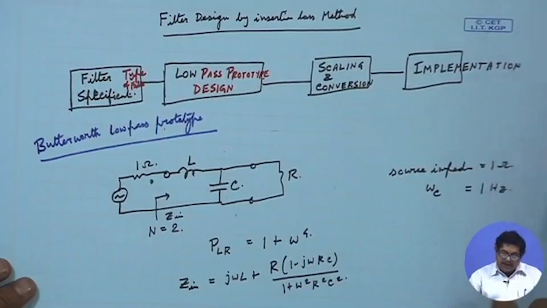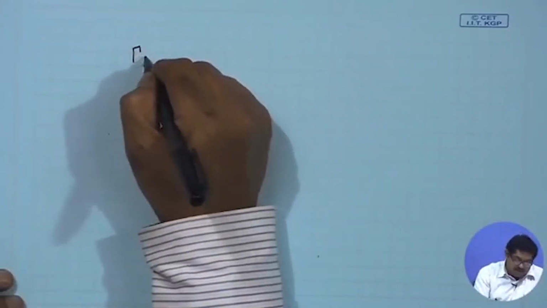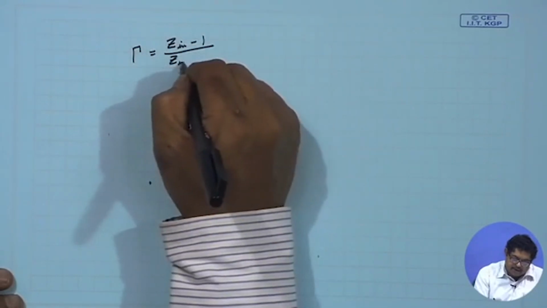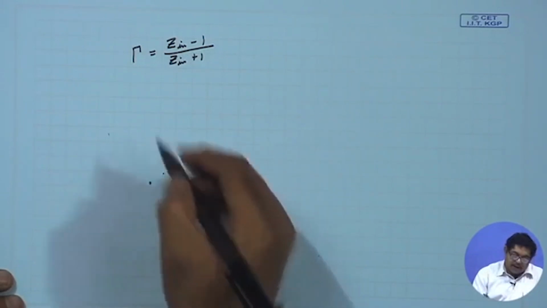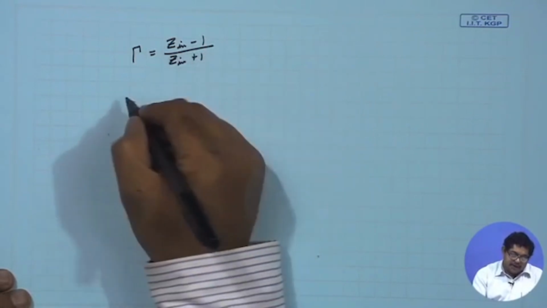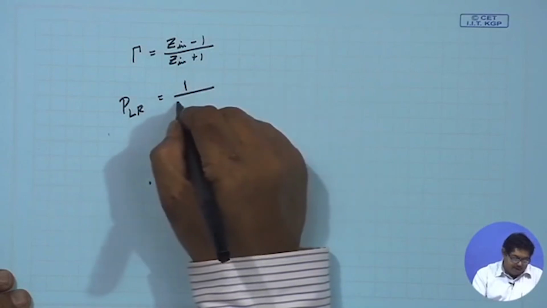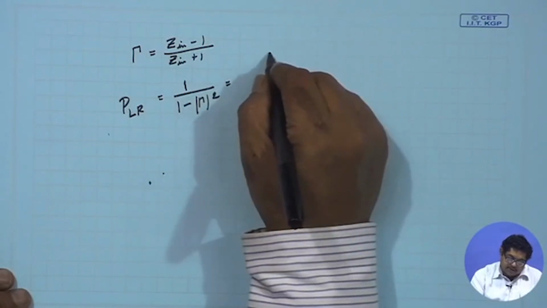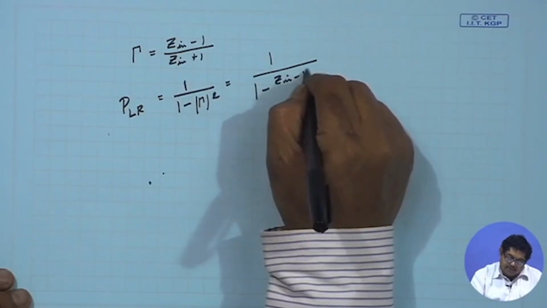Once I have Z in, what is the characteristic impedance? Immediately, what is the reflection coefficient? I can immediately write that the reflection coefficient will be (Z in minus 1) by (Z in plus 1), and once I have this, I can find out PLR. It is 1 by 1 minus tau square, and that is 1 by 1 minus ((Z in minus 1) by (Z in plus 1)) whole square.